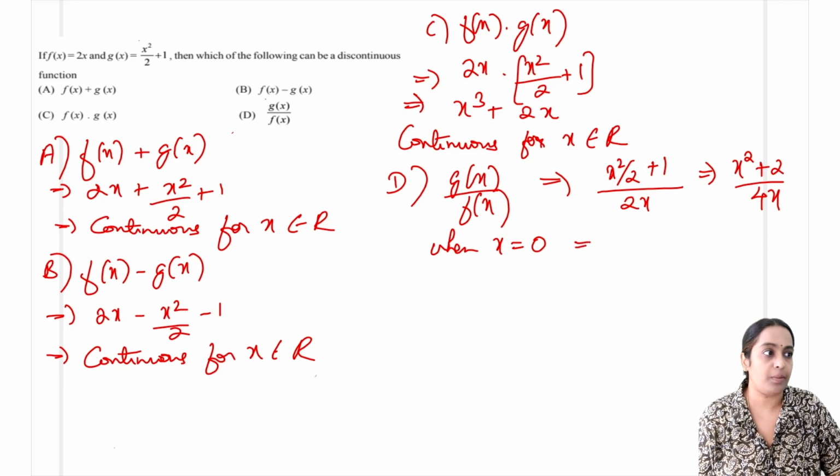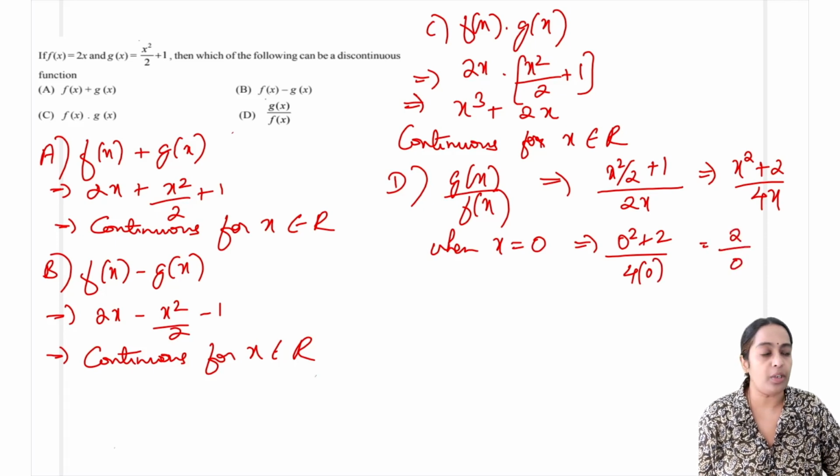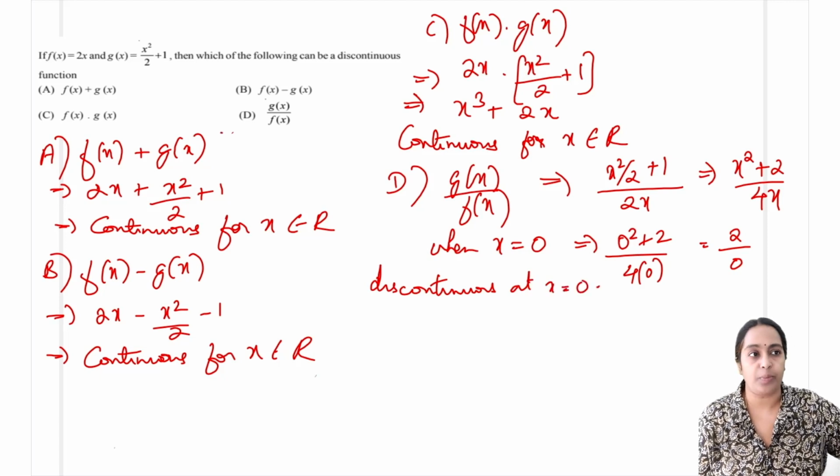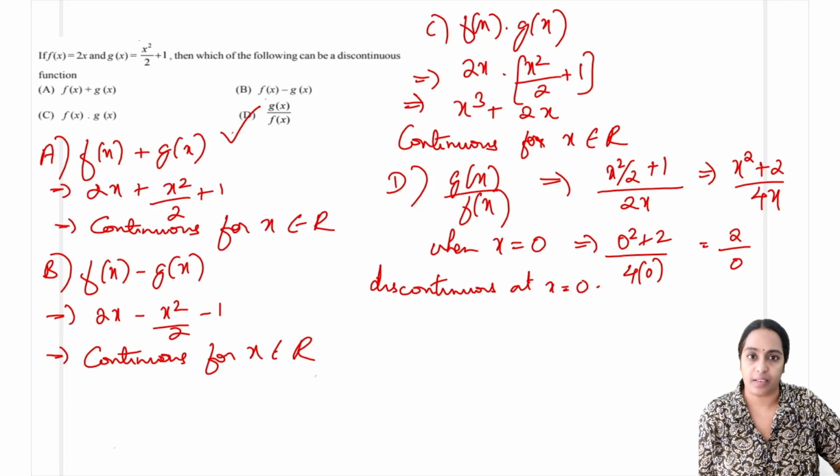The denominator will be 0. It's going to be 0 square plus 2 by 4 multiplied by 0. So it is 2 divided by 0. So 2 divided by 0, anything divided by 0 is undefined and it is definitely discontinuous. So the function is discontinuous at the point x is equal to 0. So the correct option is option D. So moving on to the next question.